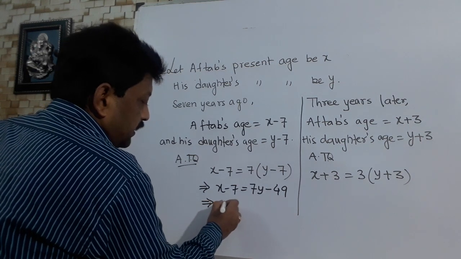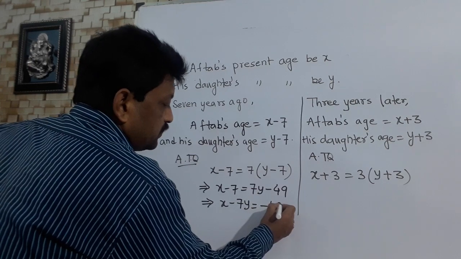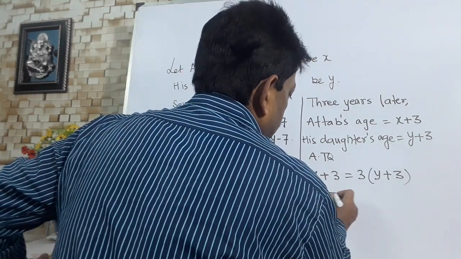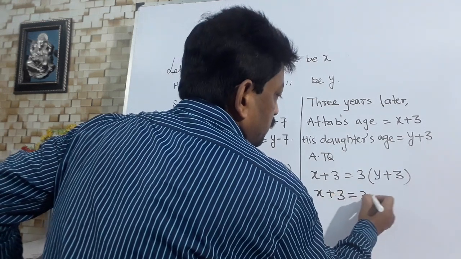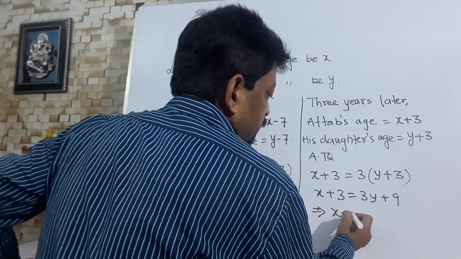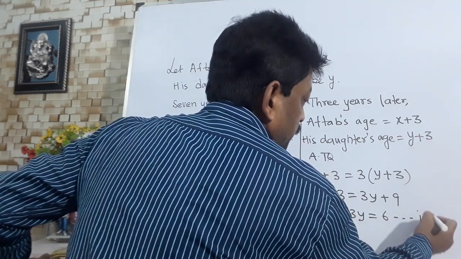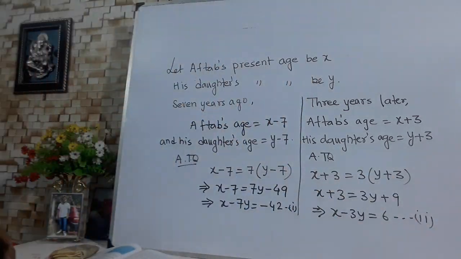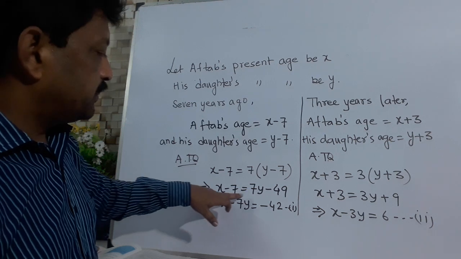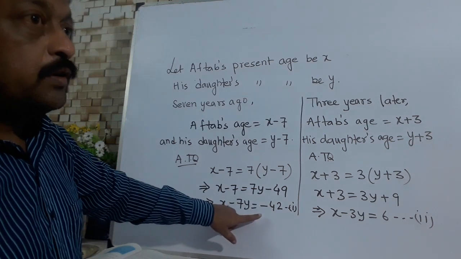Okay. Now if we simplify this, X minus 7 is equal to 7Y minus 49, or we can say that X minus 7Y is equal to minus 42. This is the first equation. And here X plus 3 is equal to 3Y plus 9, or we can say that X minus 3Y is equal to 6. This is equation number 2. Just quickly go through the solution. 7 into Y minus 7, so X minus 7 equals 7Y minus 49. So X minus 7Y equals minus 42.